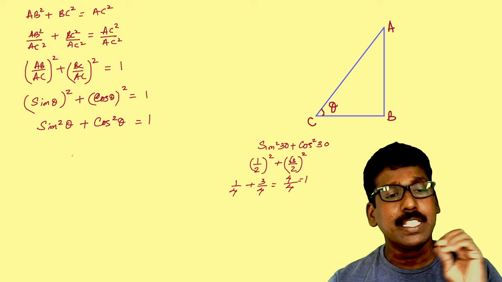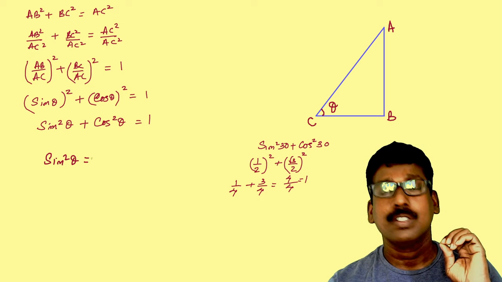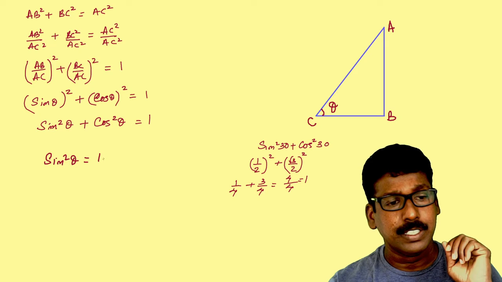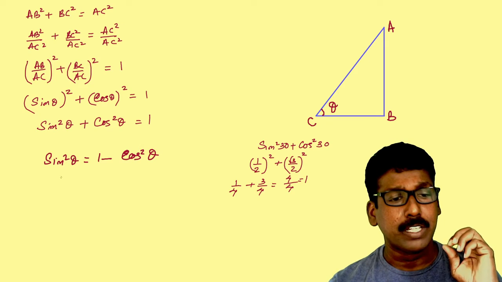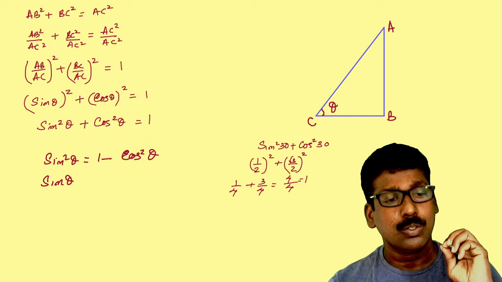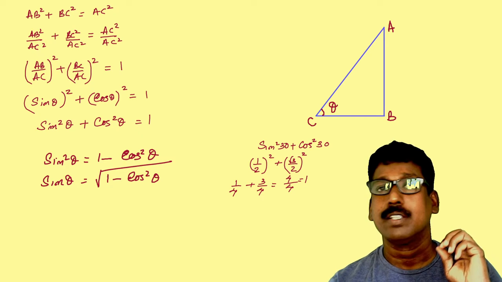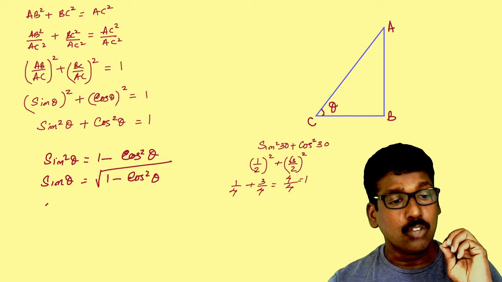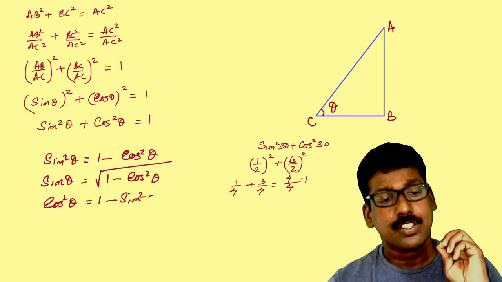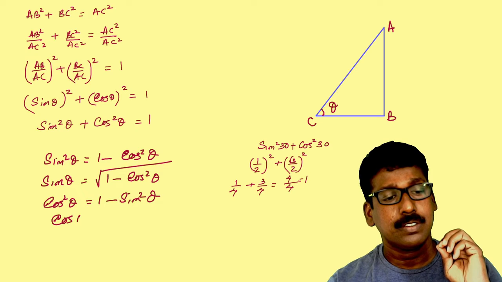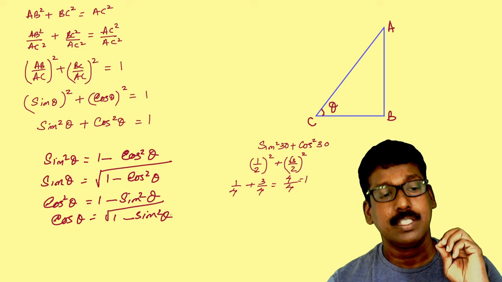Now, if sin square theta plus cos square theta is equal to 1, what is sin square theta? You transpose cos square theta to the other side. It is equal to 1 minus cos square theta. So, sin square theta you can write as 1 minus cos square theta, or sin theta you can write as square root of 1 minus cos square theta. Similarly, cos square theta you can write as 1 minus sin square theta, and cos theta you can write as square root of 1 minus sin square theta.